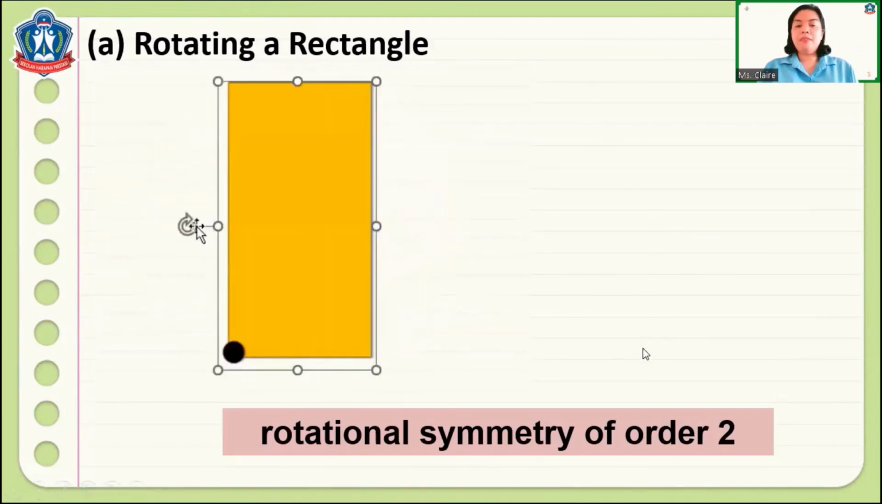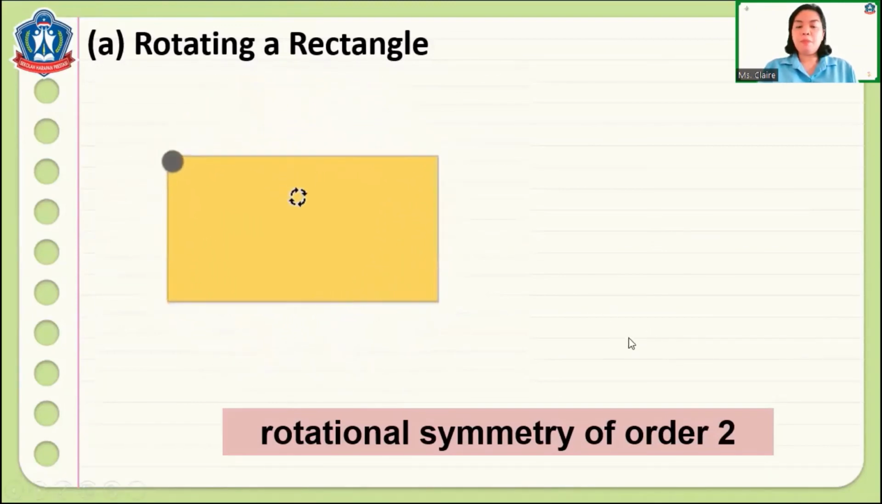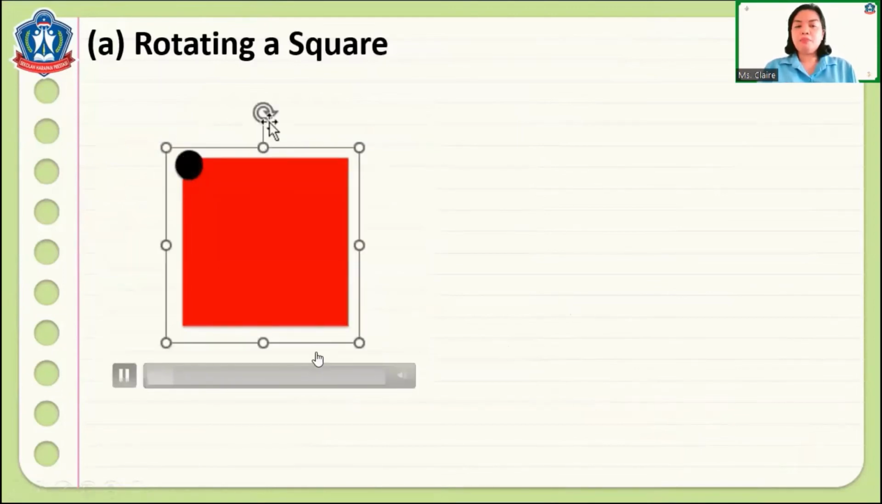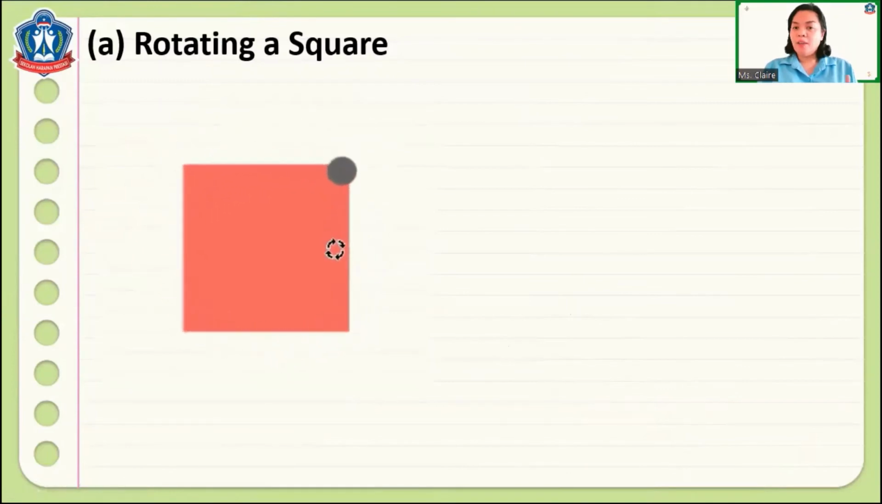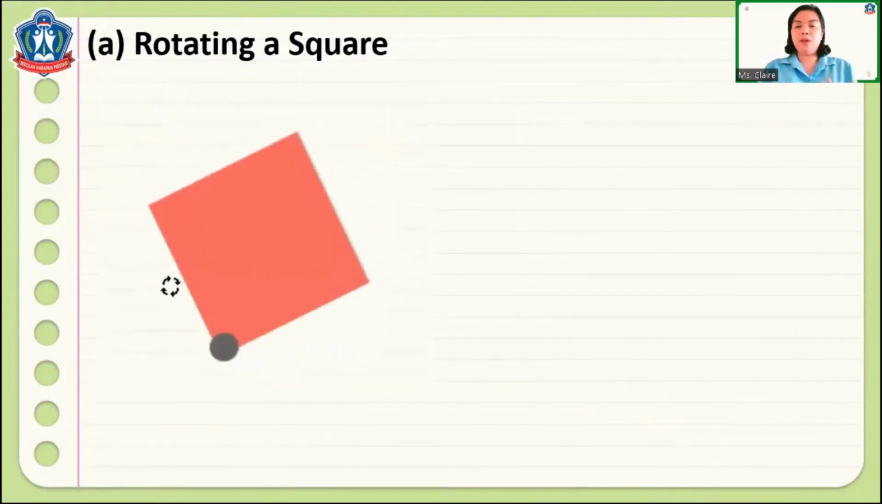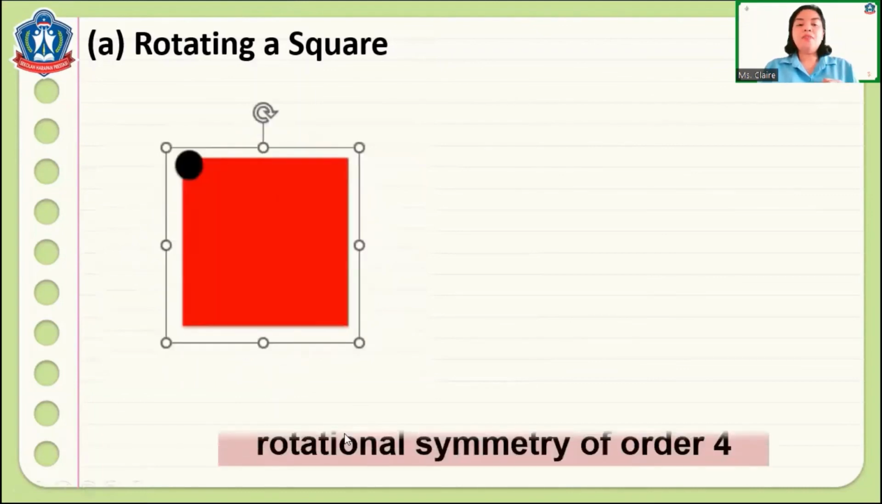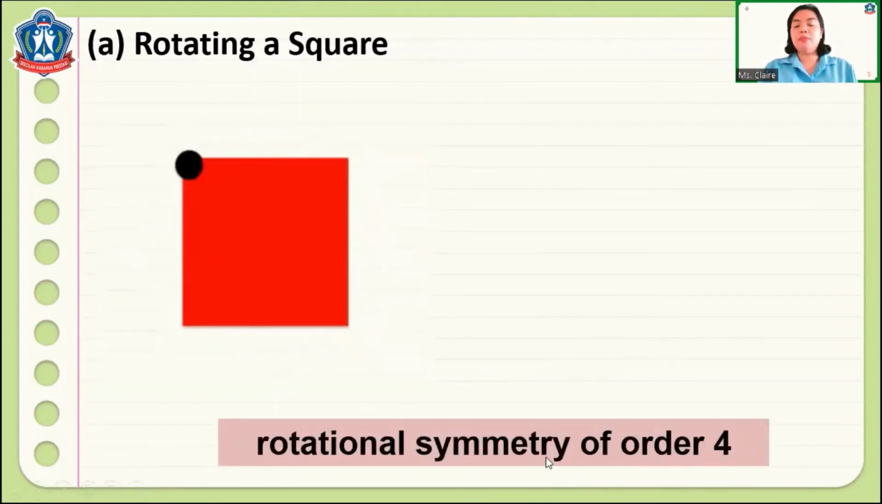Now, how about if we rotate a square? Take a look. I have here a square, children. Let's try to find out the order of rotational symmetry for a square. Okay, let's rotate the square. 1 is still a square, right? Next, another 2 is still a square, the same as before. 3 and 4. Okay, therefore, a square has a rotational symmetry of order 4. So quadrilaterals, children, do not all have rotational symmetry of order 4, only the square.